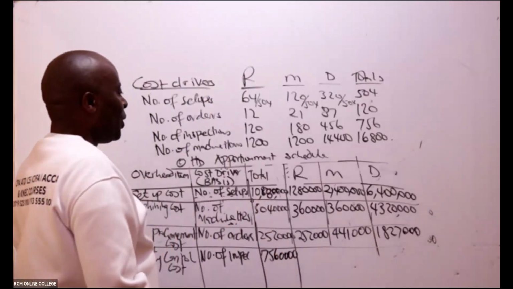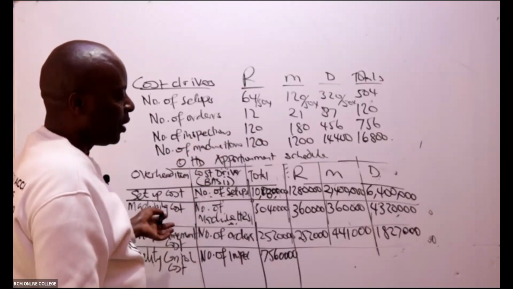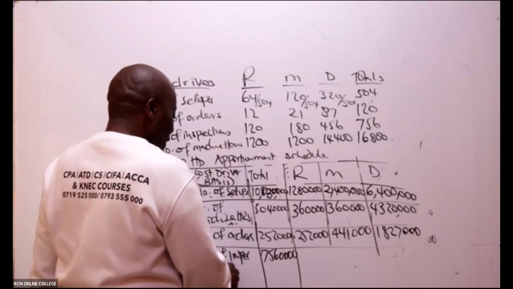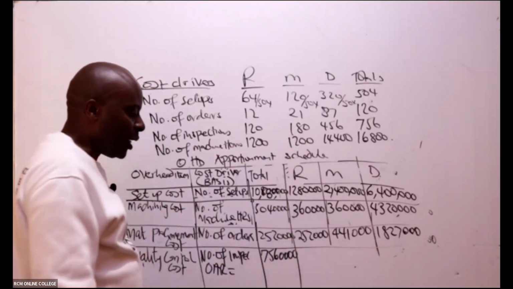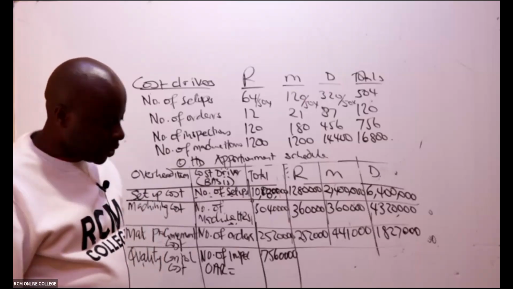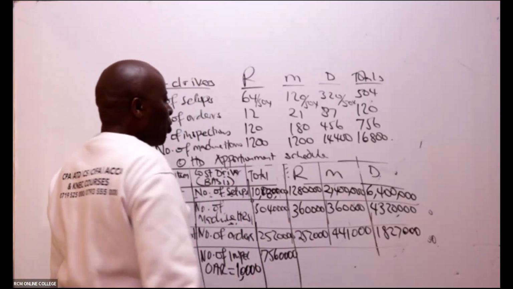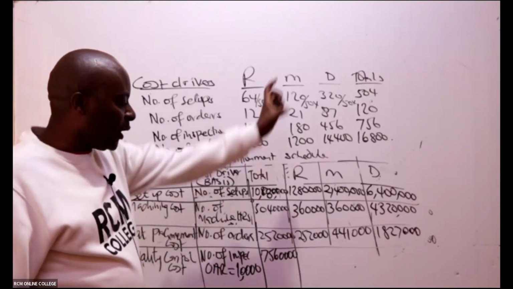And the number of inspections I can see in total, they are 756. So you're able to get your OAR very easily because you use the total. So take this divided by 756. So the OAR I'm being told here is 10,000, right? The OAR is 10,000. And then you track through the inspections here. The inspections are the ones that are driving the cost.